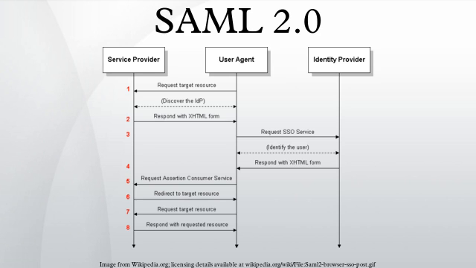10. Redirect to the target resource. The assertion consumer service processes the response, creates a security context at the service provider, and redirects the user agent to the target resource.